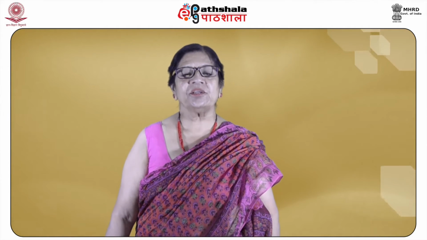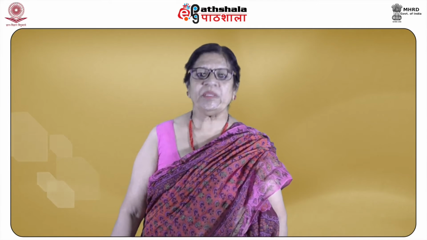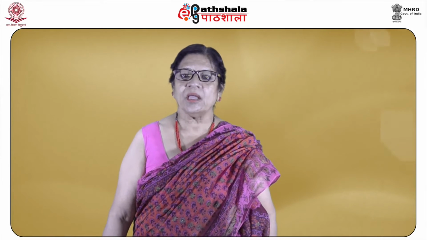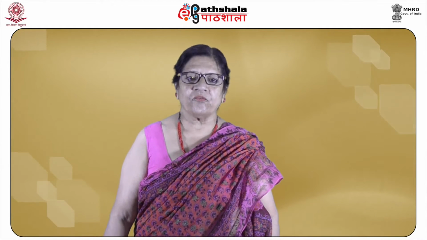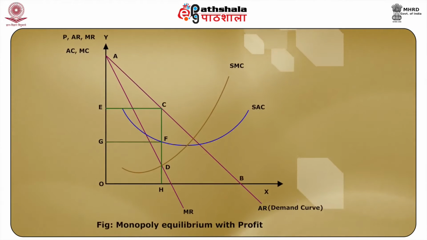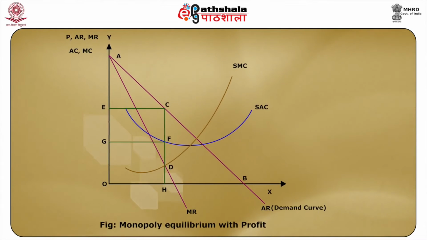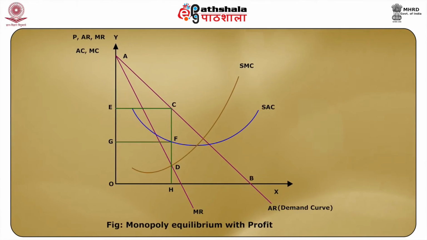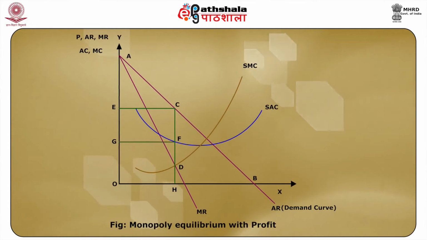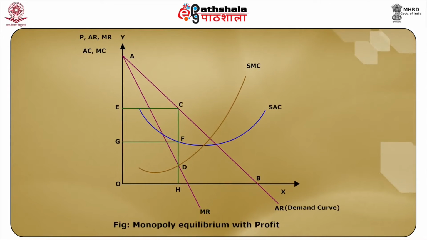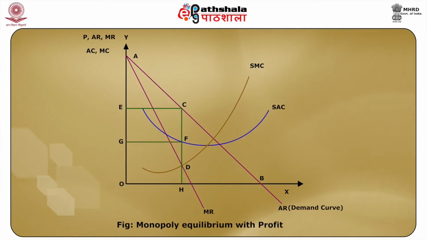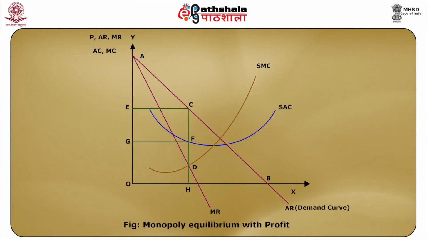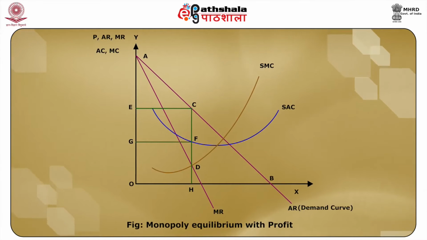The first order condition is that marginal revenue should be equal to marginal cost. Second order, marginal cost cuts the marginal revenue from below. In the figure, both the conditions, that is MR is equal to MC and MC cuts MR from below, are met, and the monopolist makes profit equal to the area FCEG in the figure, whereas it suffers losses equal to the area BCPF in the figure.